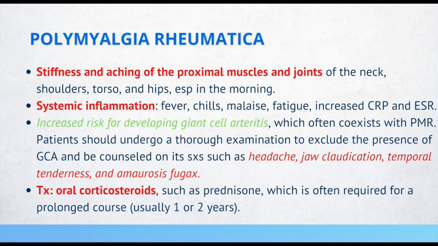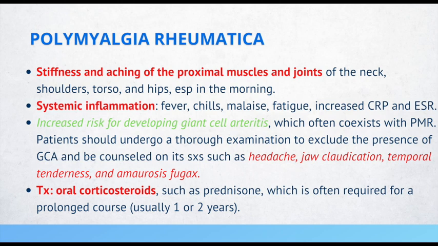Polymyalgia rheumatica. Patients with this condition experience stiffness and aching of the proximal muscles and joints of the neck, shoulders, torso, and hips, especially in the morning. Systemic inflammation, such as fever, chills, malaise, fatigue, increased CRP, and ESR, can also be seen. Increased risk of developing giant cell arteritis. So this is very important. When you're thinking about polymyalgia rheumatica, you have to think about the potential for developing GCA.